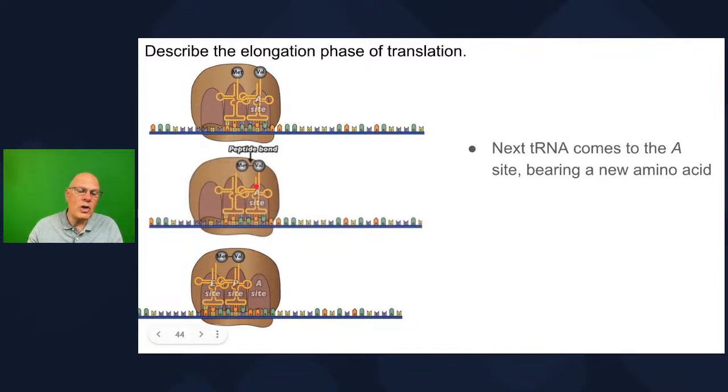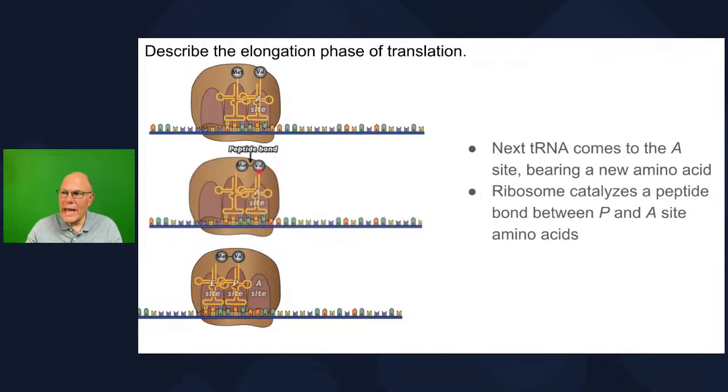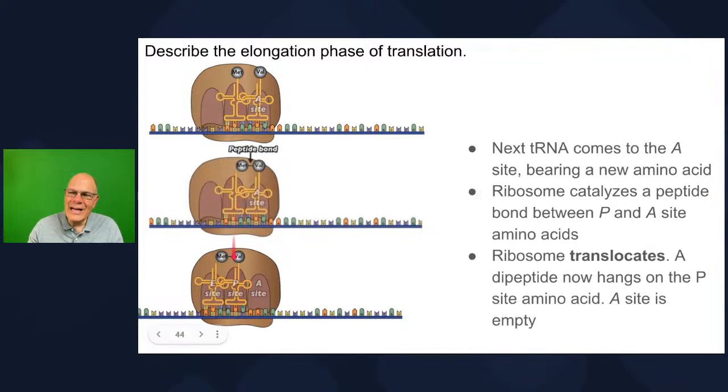And that's where the ribosome carries out its function. The ribosome acts as an enzyme that catalyzes a peptide bond between the first amino acid and the second one. So now we have methionine bonding with the valine. The ribosome catalyzes the peptide bond between the P and A site amino acids. Then the ribosome translocates.